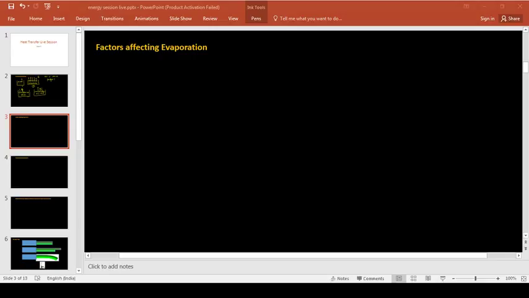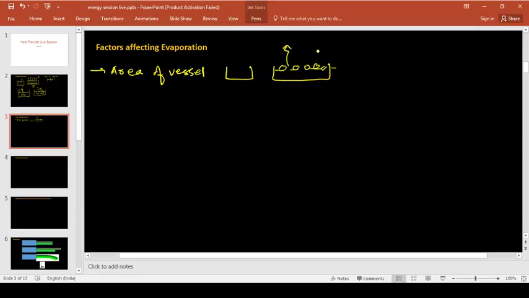And in the factors affecting evaporation, the first factor, as just now discussed, is the area of the vessel. If you have a smaller vessel and a larger vessel like this, then there are more possibilities of highly energetic molecules in the larger one, so the possibility of evaporation here is more.